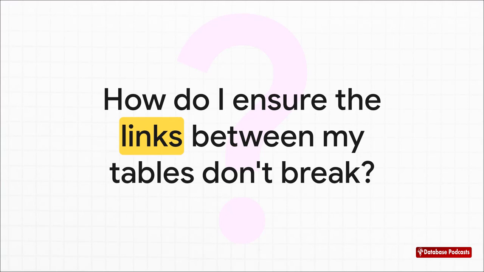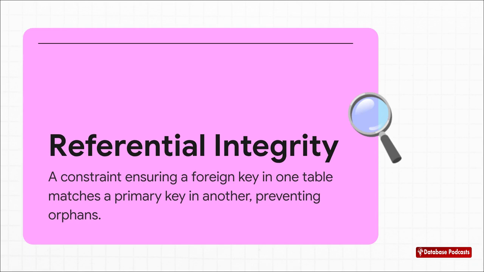Now this might be the most important question in all of relational database design. It's great that we have separate tables for, say, artists and their works, but how do we guarantee that every single work in our database is tied to an artist that actually exists? How do we stop ourselves from creating orphan records that point to nothing? The answer is a core database concept called referential integrity.